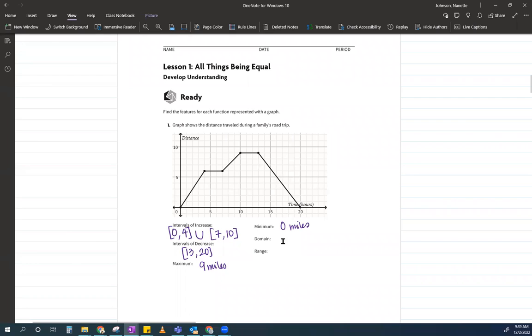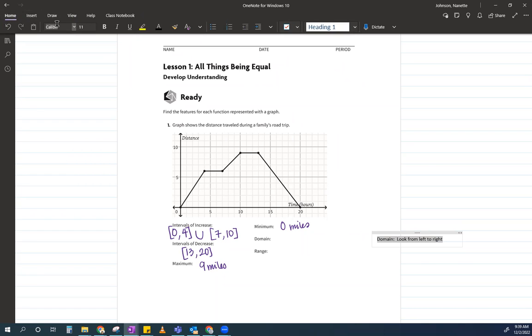So domain, I always tell people look left. Look from left. So I'll write this down real quick. So domain, look from left to right. So your head should be going, starting at the left-hand side and then swinging over, like shaking your head, but from left to right, right? And then, okay, so if that's how we find our domain, if we look from left to right, we get from 0 to 20. Okay, from 0 to 20.